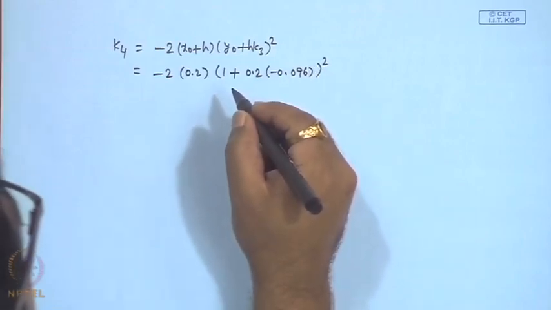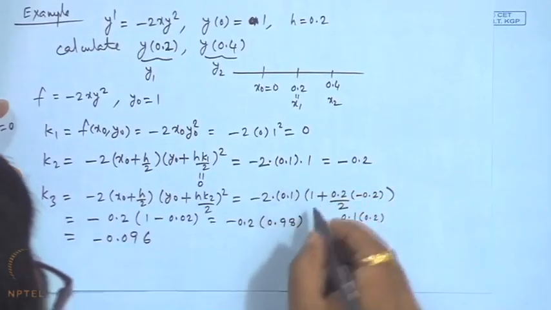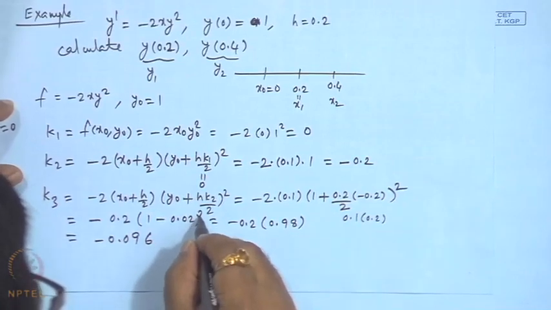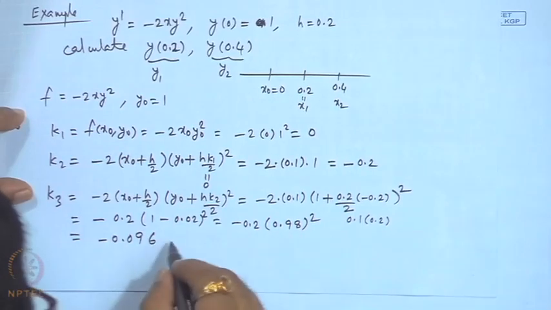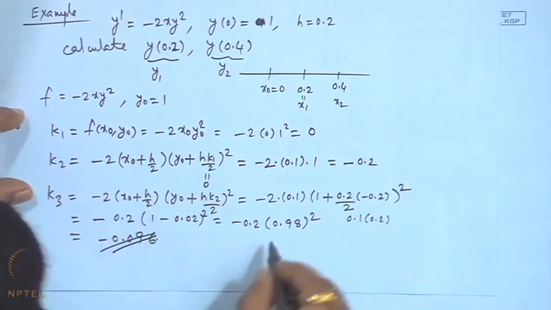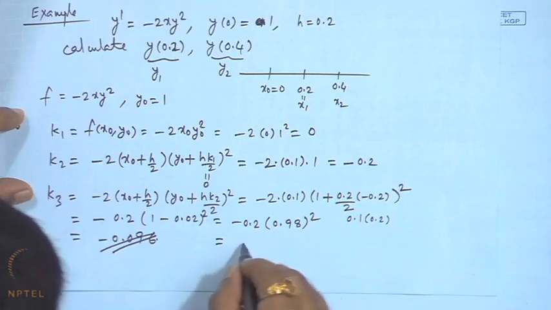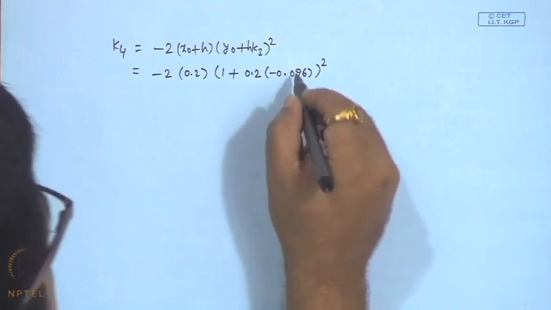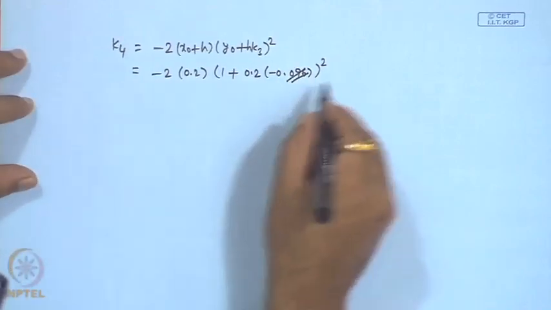Pardon, a square is missing here. So, this value is incorrect, and we get a new value, which we can use. Accordingly, this is incorrect.